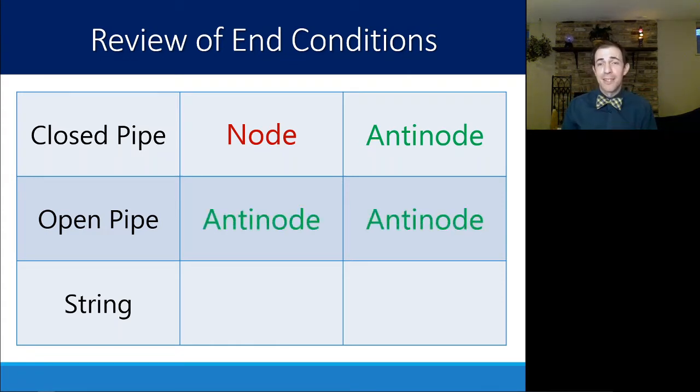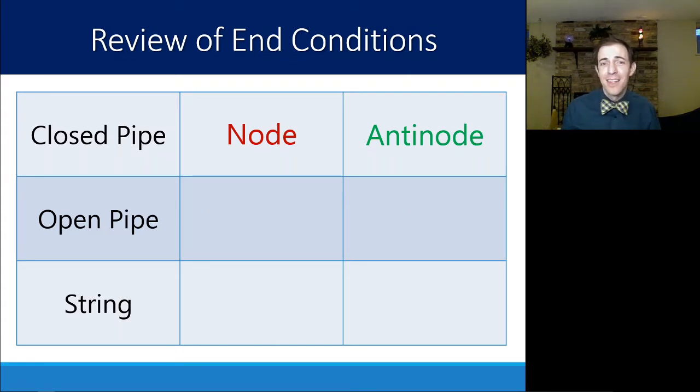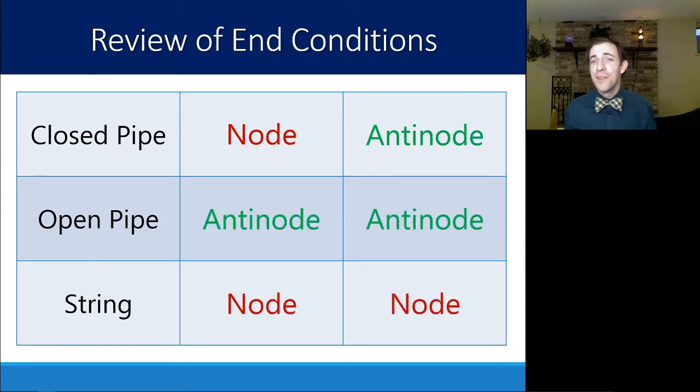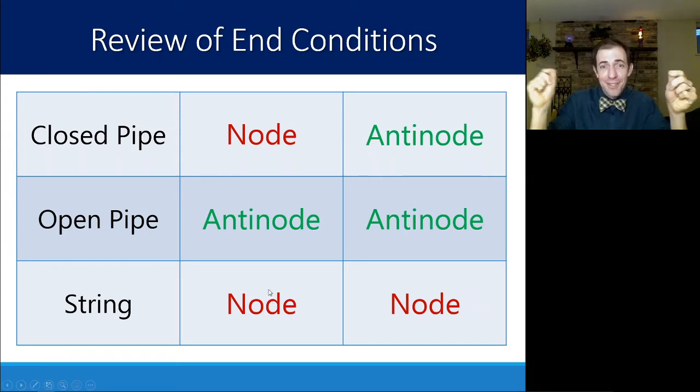An open pipe system is one with an antinode on both ends, and a string is one with a node on both ends. If you go back and look at it, our equations were actually the same for an open pipe and a string. As long as it's the same configuration, antinode, antinode, or node, node, you're going to get the same 1/2, 1, 3/2 sort of setup in your harmonic scale.